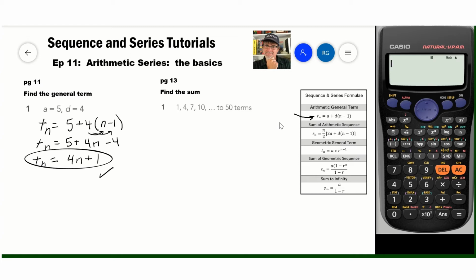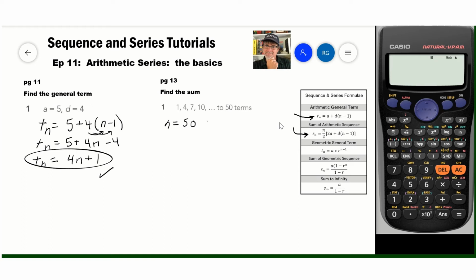Okay, how about finding the sum now? So we're still in arithmetic, and here's our formula here. So you can see, if we want to find the sum, there's 3 things that we need, and you got to sort those out first. So you need the n, right? In this case, n is the number of terms that you want to find the sum of. In this case, it's 50.